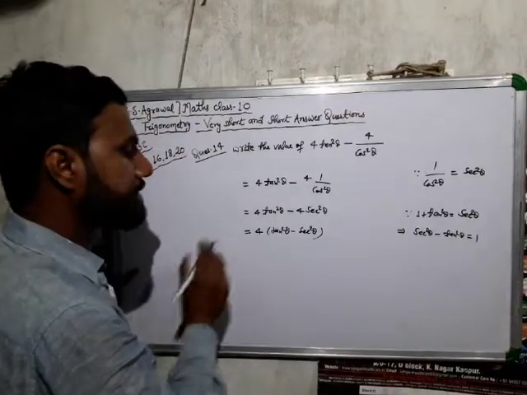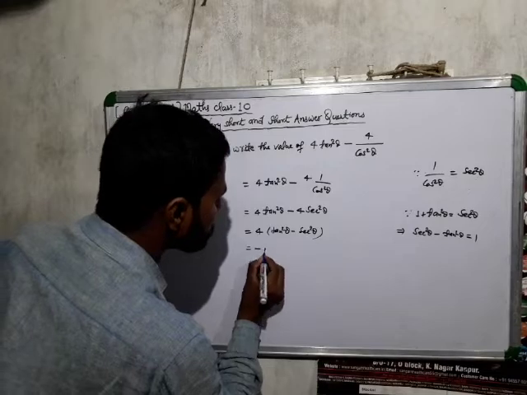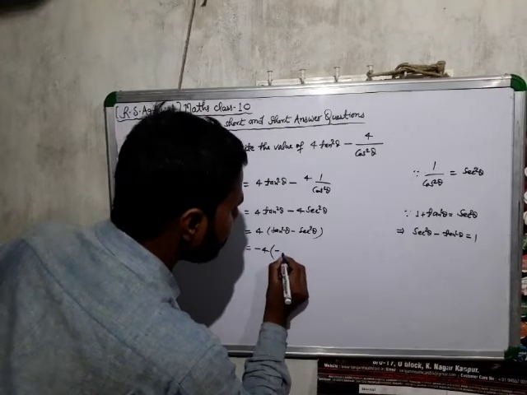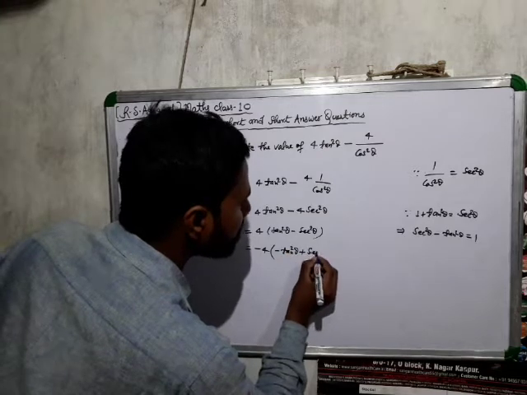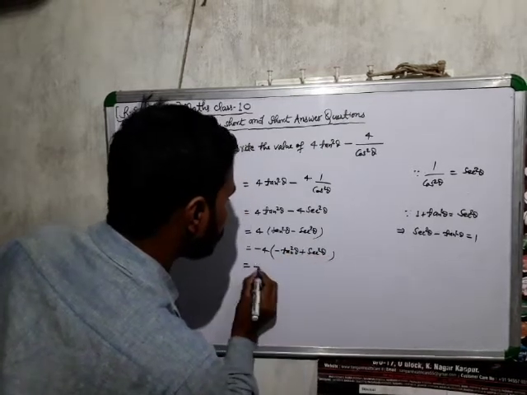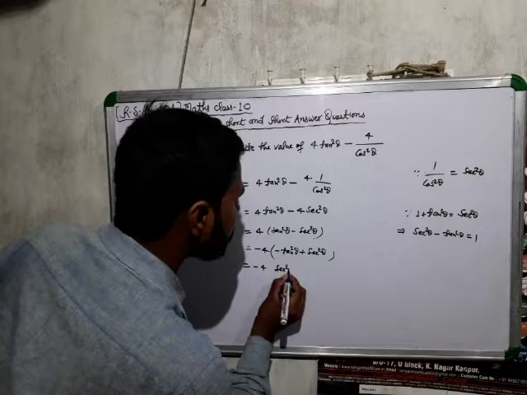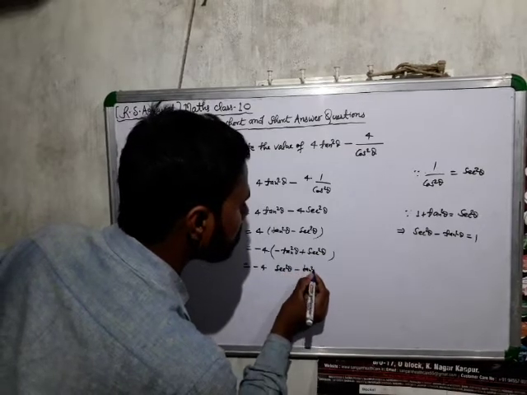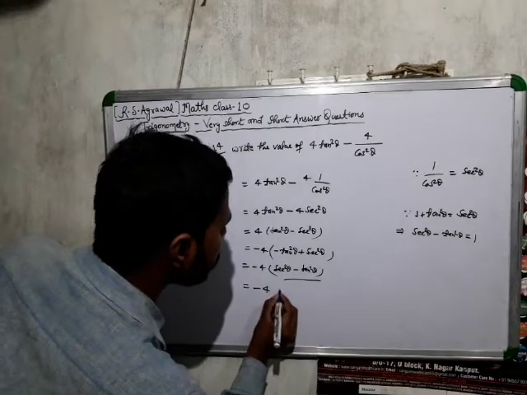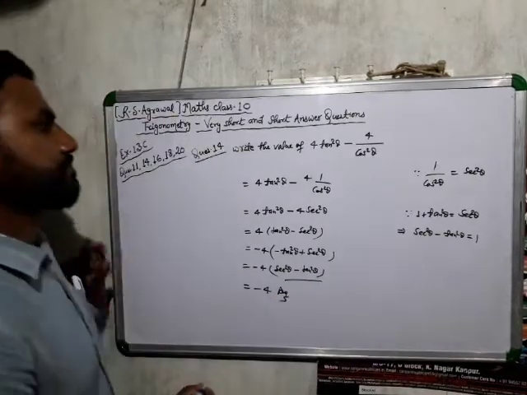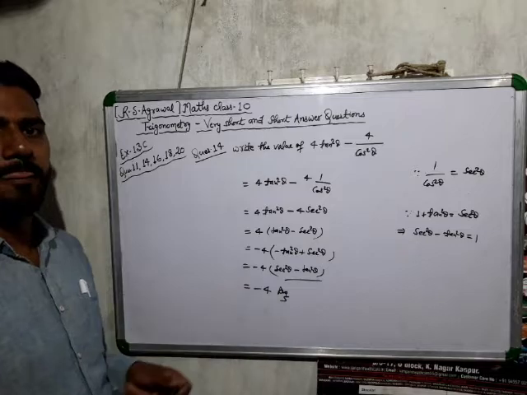In this, minus is common, so it is equal to minus 4 in the bracket, sec square theta minus tan square theta, and that is 1, so it is equal to minus 4. This is the answer. Noted it.